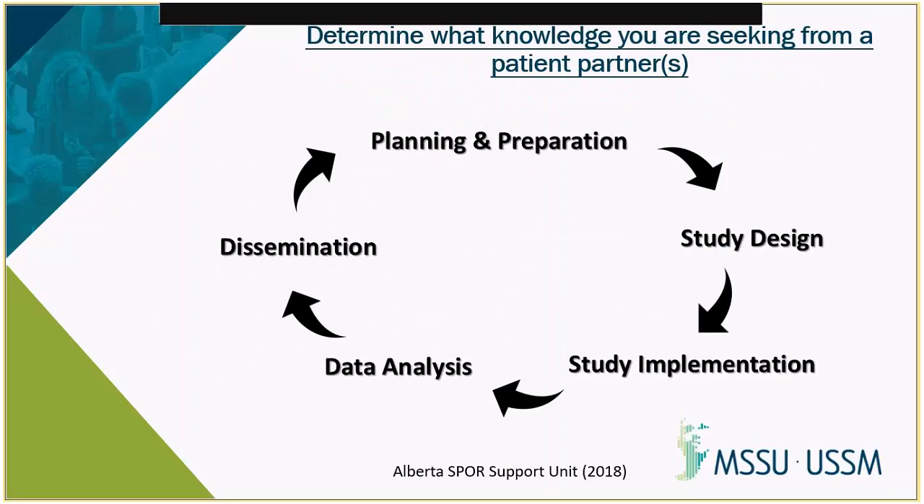Start with the first one. Determine what knowledge you were seeking from a patient partner. So if you can see on the screen, this is a very simplified version of the life cycle of a research project. It's not always this linear. There are many, many steps. It will not fit on a slide. I've tried previously. This is really as good as it's going to get.